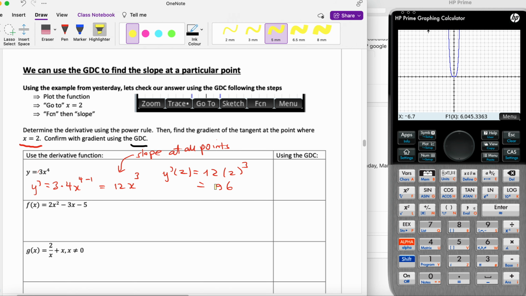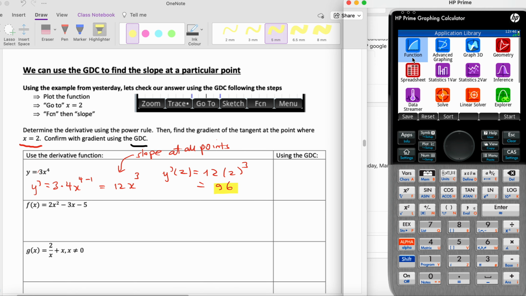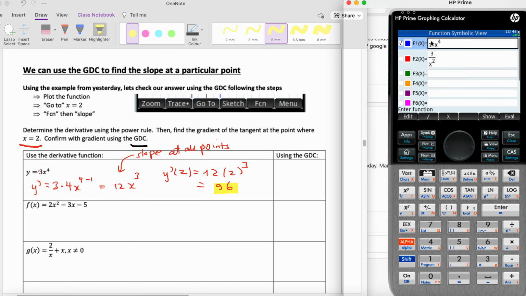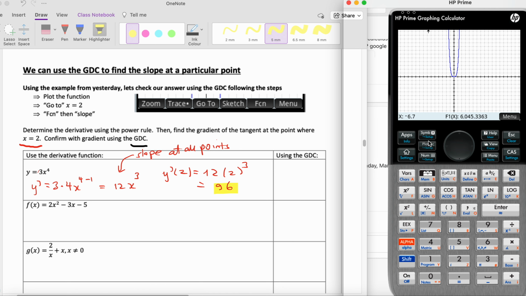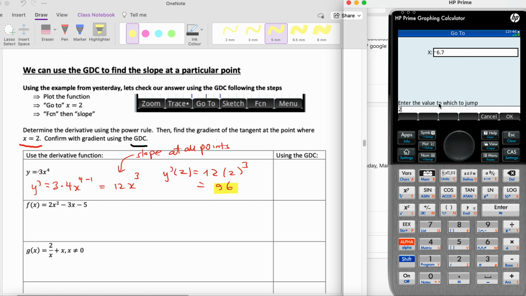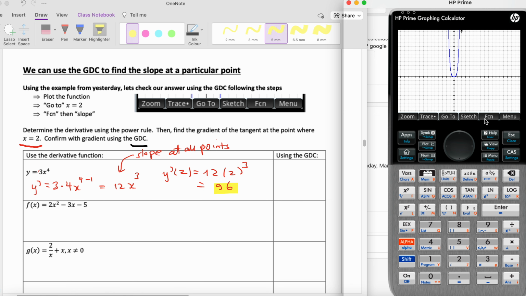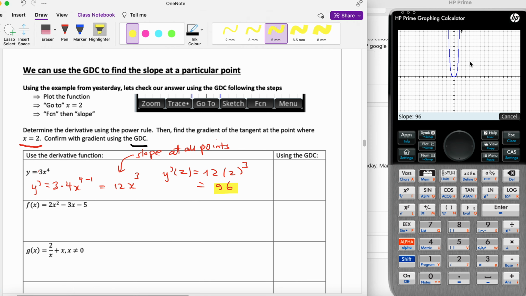Okay, if you want to confirm, then we're going to go to the calculator, and you can pause it, take a moment. I've already entered it in. And then what you're going to do is you're just going to go, hey, I'm going to go to 2, and now can you give me the slope? So you're going to go to function, you're going to go to slope, and ta-da, there it is. So what that actually means is that at 2, you can see that there's a very big positive slope here. So our answer actually makes sense.